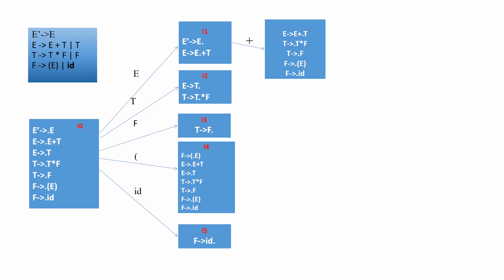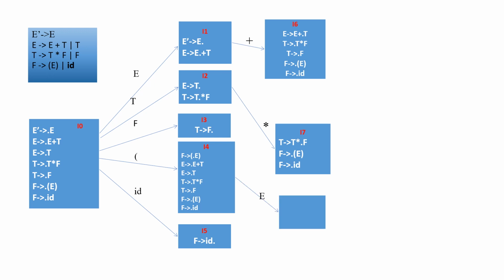Okay. Now, what about I2? On seeing star. Okay. Dot capital F. So dot precedes capital F. Find out the closure of F. Fine. Now for I3, any transition is required for I3? No, it is only a final item, so no need.